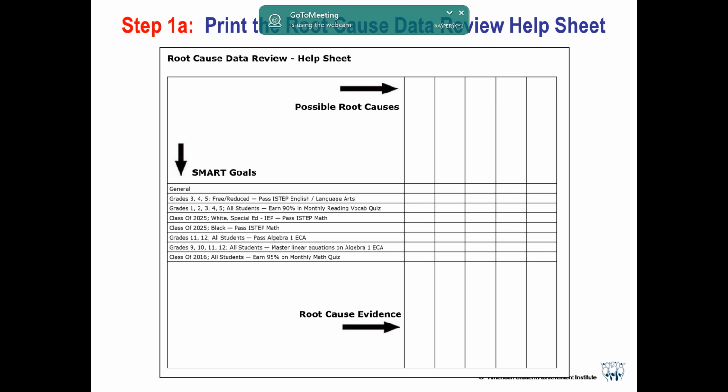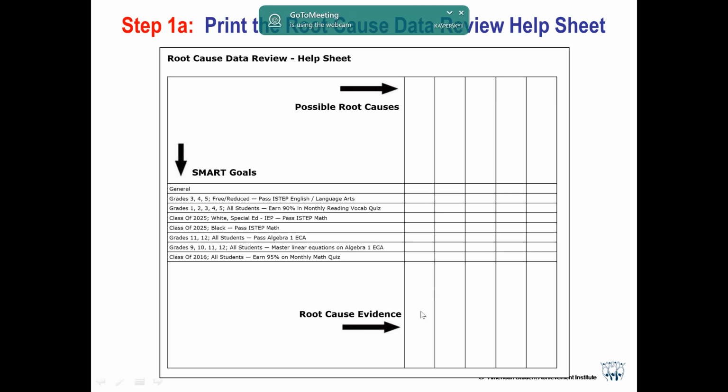And if you see something that pops up as being concerning, I am concerned that, you would write that up in here. I am concerned that we have poor attendance. And then you're going to write the evidence or the data down here. Okay? So in other words, we don't want your root causes to be just a guess out of thin air. We want you to be able to back that up.